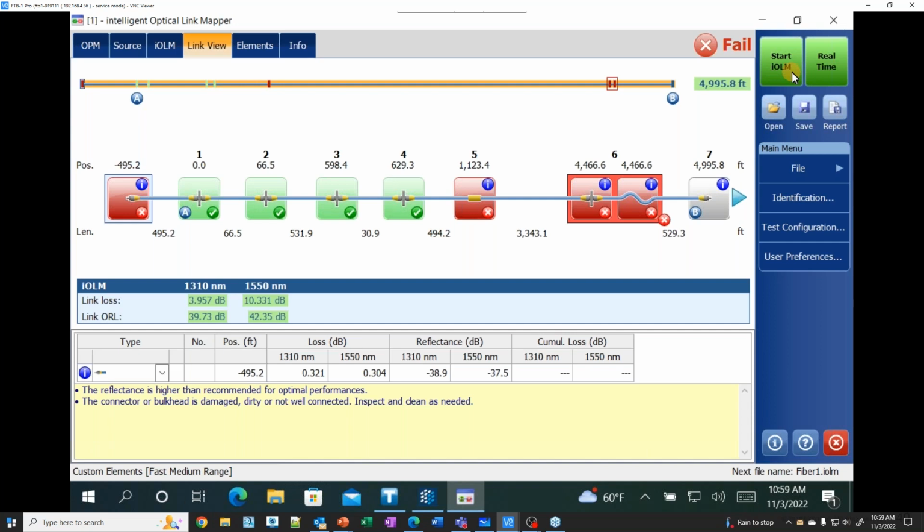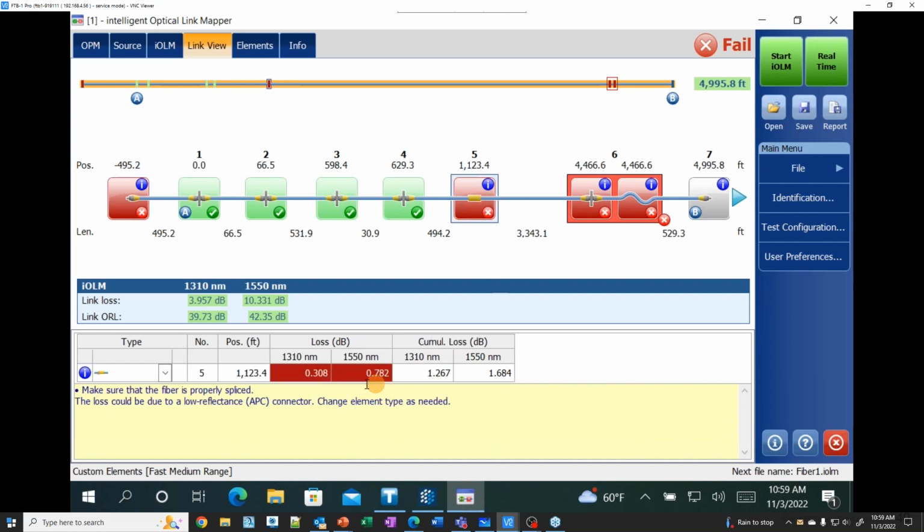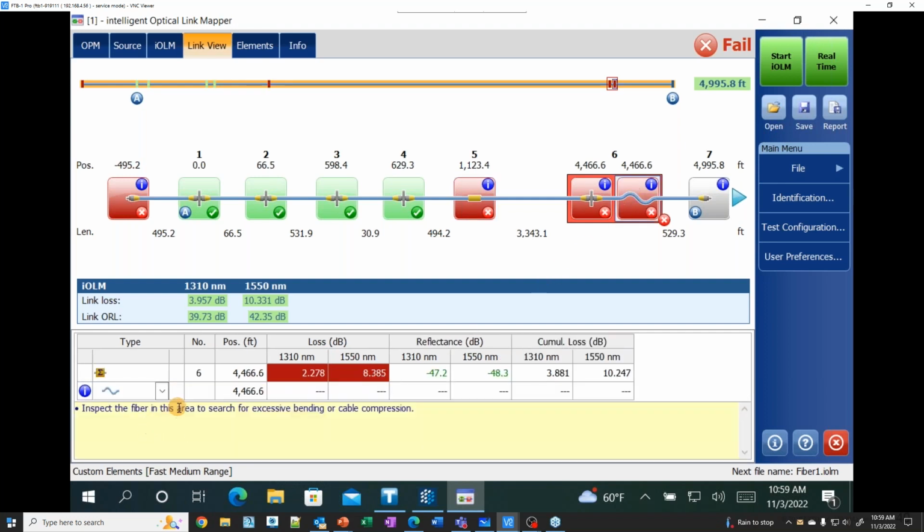And so just like that, I get actionable items. I have a bad launch, first of all. I have high reflection on my launch. And I saw that when I was looking at the OTDR trace. I can click on this and it says, you know what? This is a dirty connector. There's a little bit of a pinch there too. It says, this could also be an APC connector. And then if I click over here where I pinched it, it tells me there's pinching in this section.